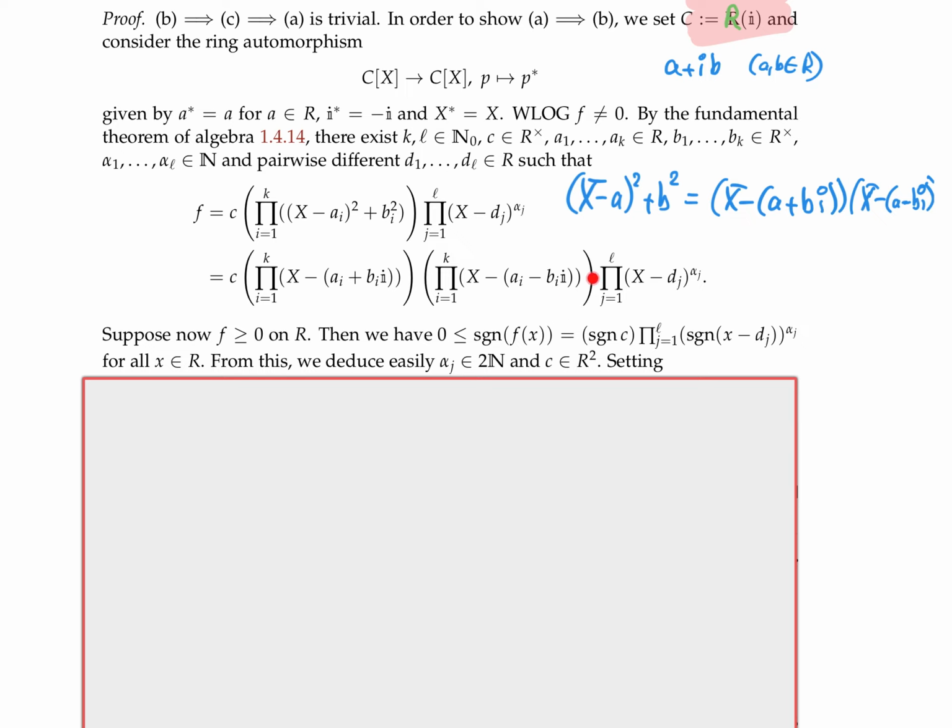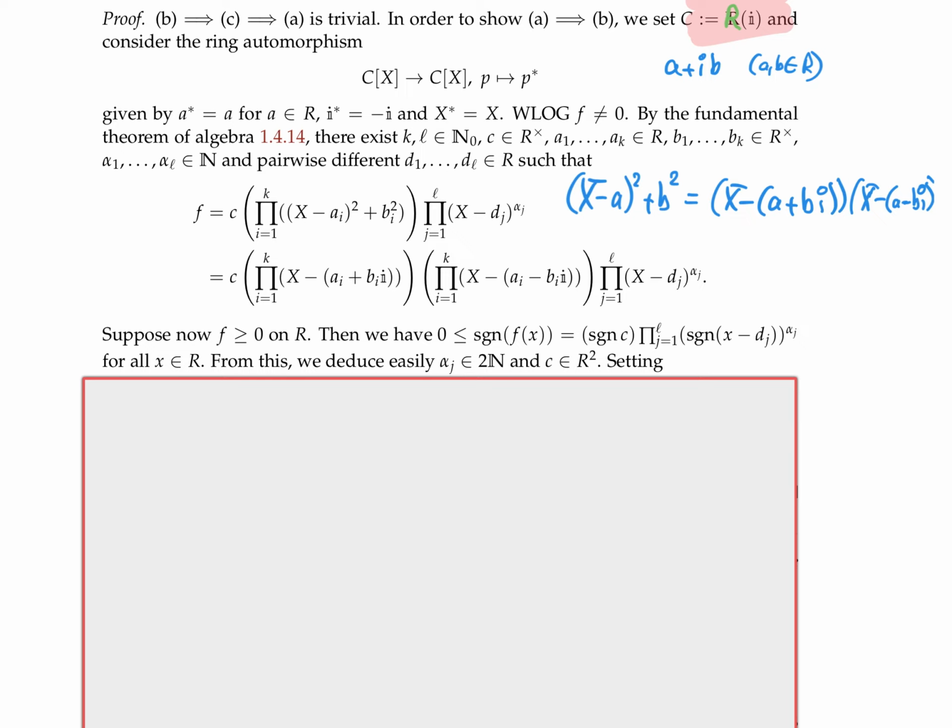And this here, take this here, that's always positive, right? So from this we deduce that, here I only use this equation. I don't use that one yet. So from this we deduce easily that each alpha i must be an even number. Why is this?